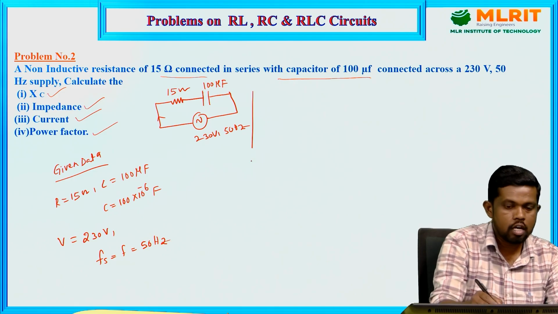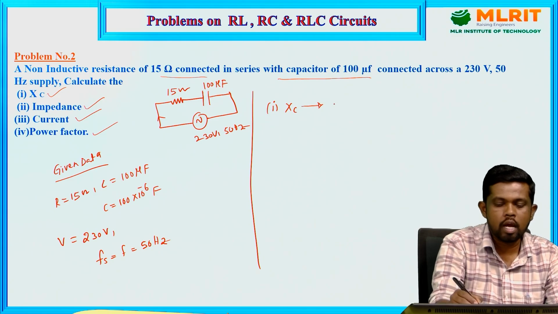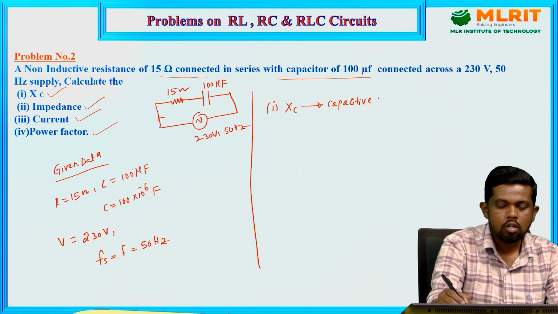Based on this data, we need to find question number 1, that is XC. What do we mean by XC? It means the capacitive reactance. Symbolically it is represented by XC.